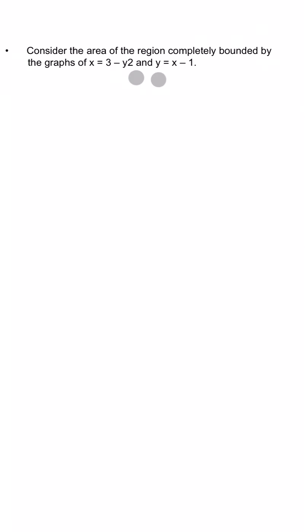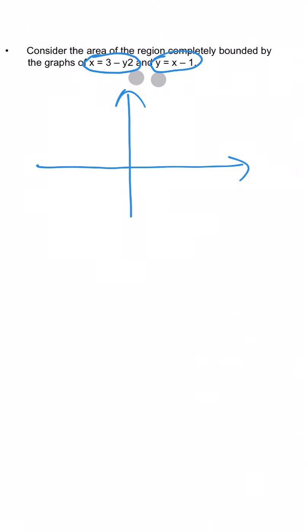All right, last example. Consider the area of the region completely bounded by the graphs of x equals 3 minus y squared and y equals x minus 1. Well, hopefully you recognize this now as a sideways parabola, and this is a what? A linear function. Okay, so let's graph this thing and get its area in terms of y. I'm assuming that's what we're going to have to do. Let's find out. Make a Cartesian coordinate plane. Label it appropriately.